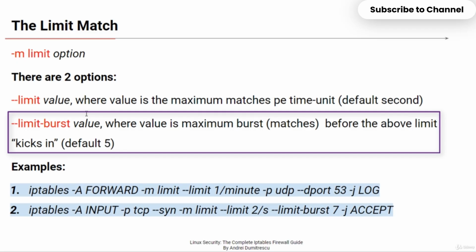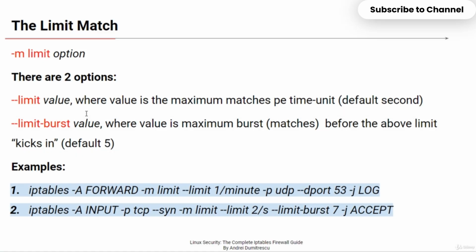The second option is --limit-burst, followed by a number indicating the maximum burst before the above limit kicks in. By default, limit-burst is 5. For every time unit specified using the --limit option that passes without a match, one of the bursts will be regained. This limit match can be used in combination with the LOG target to do rate-limited logging. Let's take a look at two examples.